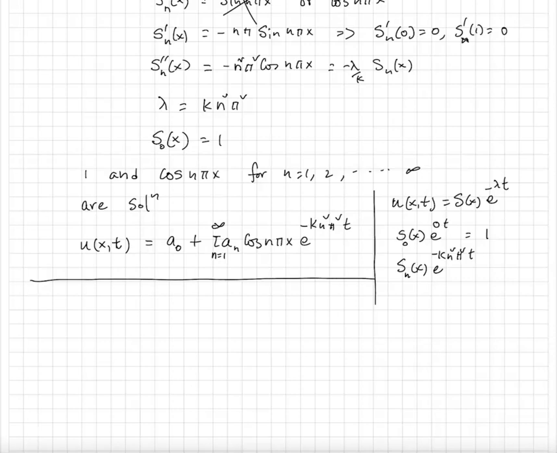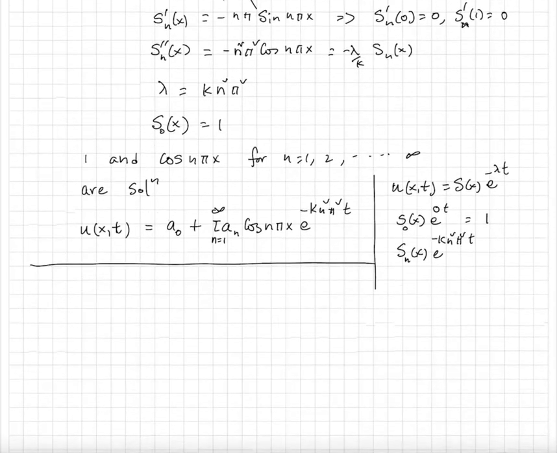Okay, so now we want to determine the coefficients a0, a1, a2, or a0, an. Okay, so this is where we will be using the orthogonality. 1, cos n pi x forms a set which is orthogonal.